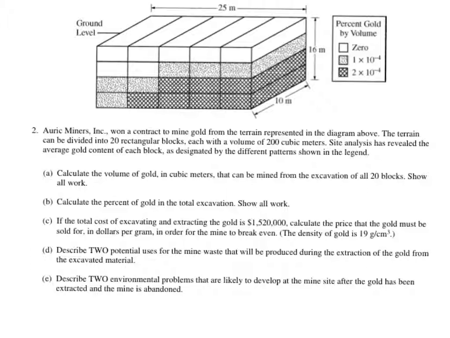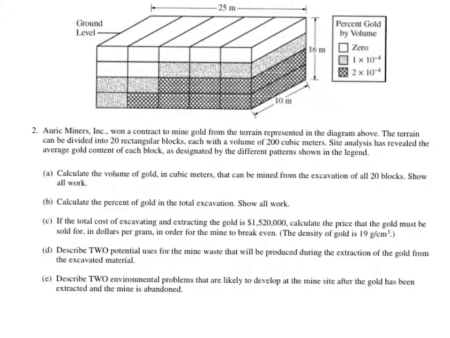Right. So the next part is C. Looking at the total cost for excavating is 1.5 million. Basically, calculate the price that the gold must be sold for in dollars per gram in order to break even. And they give you the density of gold. So you have to know the basic formula for density. Density equals mass over volume.